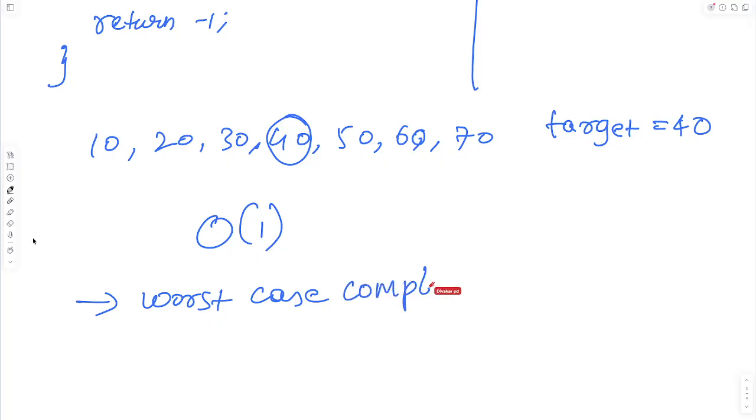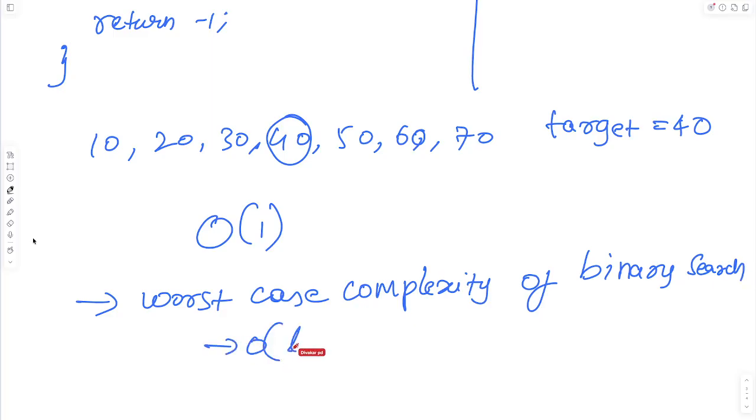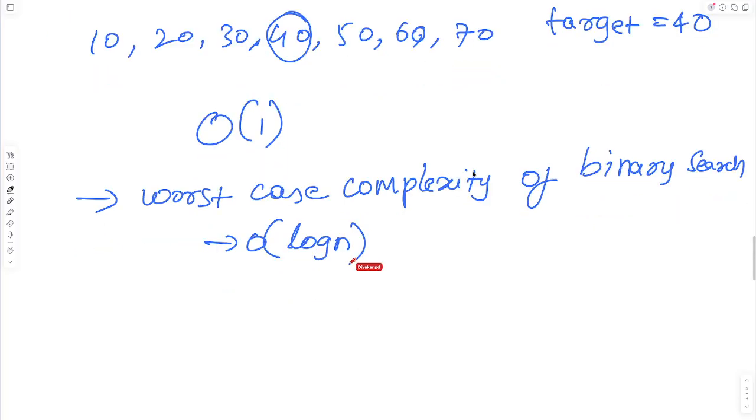Complexity of binary search will become O of log of n, because we are dividing the array elements into half. Space complexity is O of 1 because we are not using any extra space.